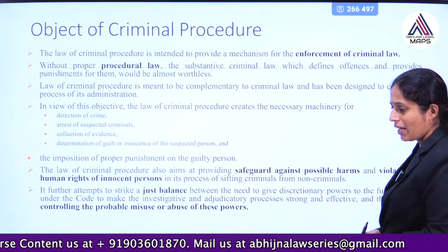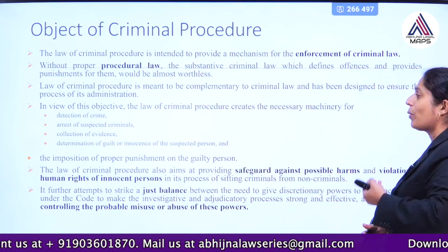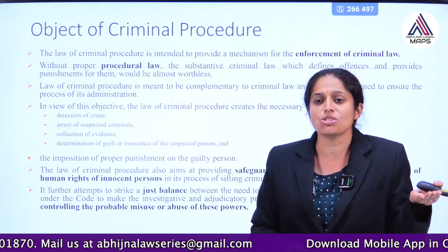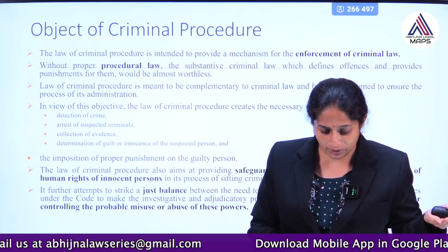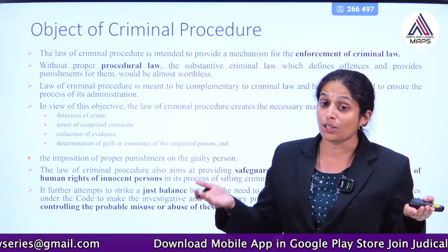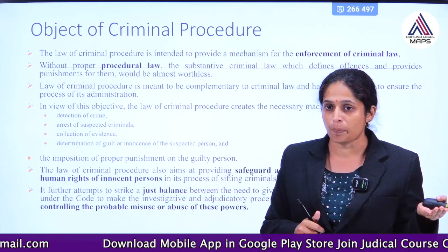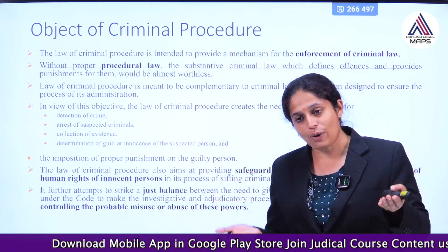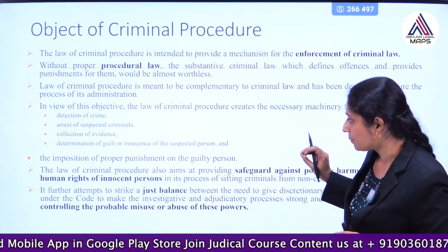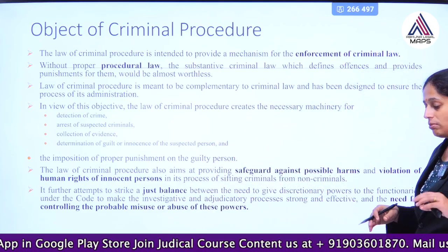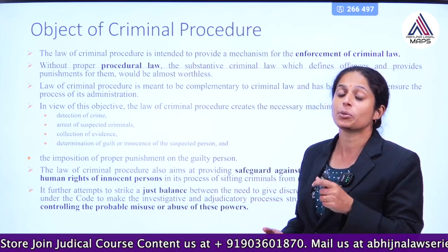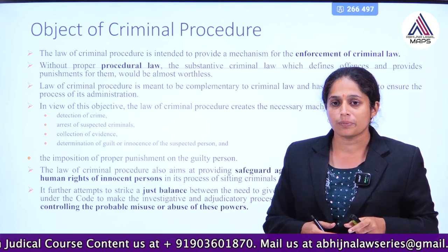And the last object could be, see, on one side there is a process, adjudicative process, investigative process, this machinery is there, police, judges, magistrate, they are on one side, and on the other side there could be the misuse of such process, right. So, they have to be balanced. So, criminal procedure provides such balance. That is the necessity and the object also for implementing criminal procedure in a very strict manner.